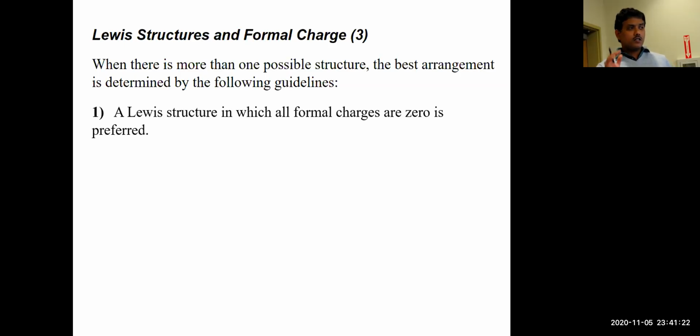So a Lewis structure in which all formal charges are 0 is preferred. If at all possible, let's try to get a Lewis structure with no formal charges at all, because that indicates more stability. More neutral is more stable. We want the molecule to be more stable rather than really reactive. So if at all possible, try to get a structure where all formal charges are 0, because it is preferred.